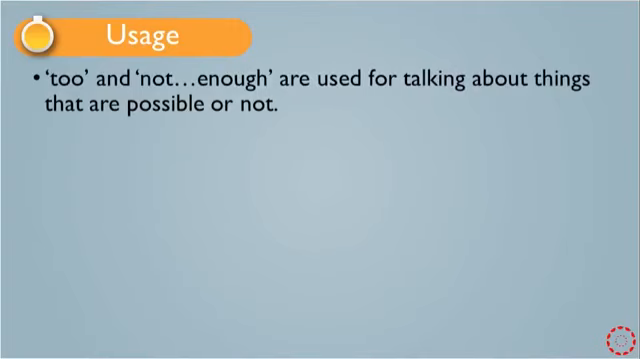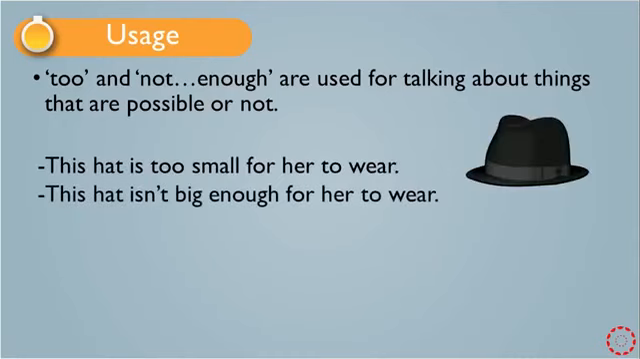The usage: "too" and "not enough" are used for talking about things that are possible or not. For example, this hat is too small for her to wear. This hat, I am talking about this hat in the picture, is too small for her to wear.